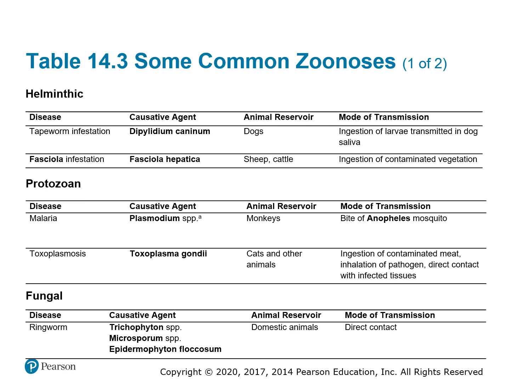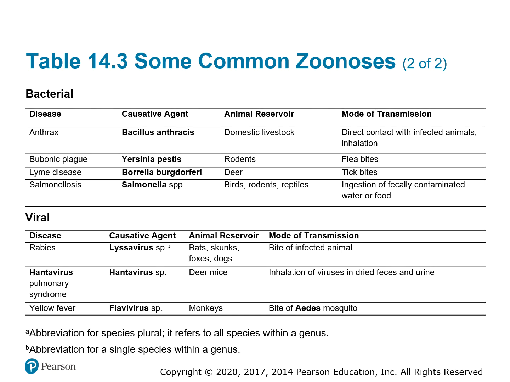So here's some common zoonosis that you will come up against, I'm sure, many times. Tapeworms, flukes or fasciola, malaria, toxoplasmosis, ringworm. Okay, all those kinds of things. Remember that ringworm is not a worm, it is a fungus, and we're going to talk about it later this semester. Here's some bacterial diseases that are common zoonosis: anthrax, bubonic plague, Lyme disease, salmonellosis, and some viral diseases, including rabies, hantavirus, yellow fever.